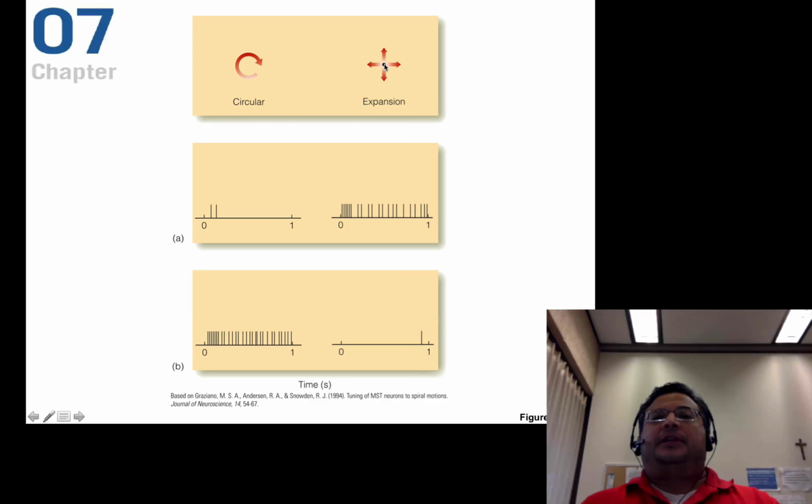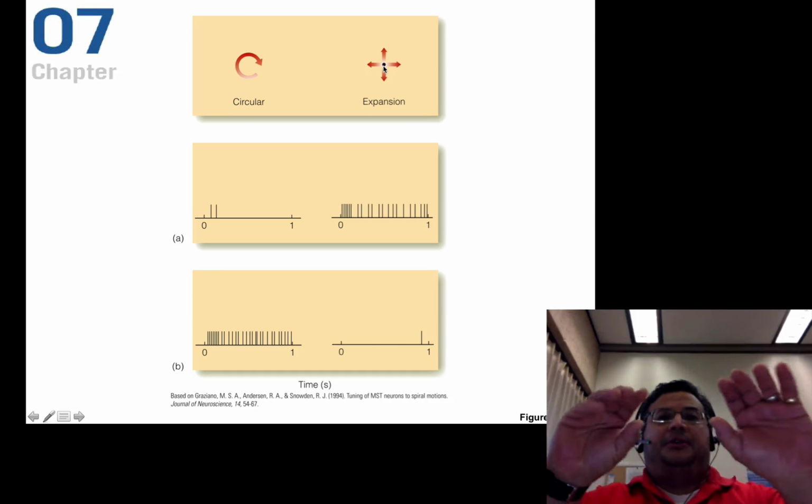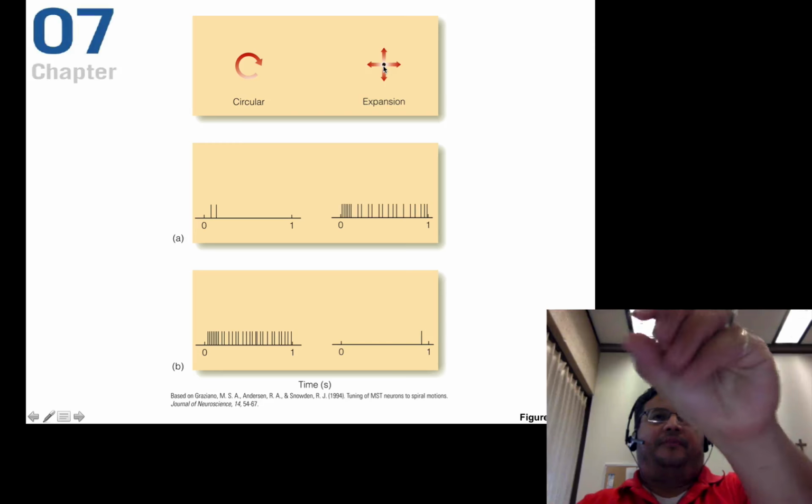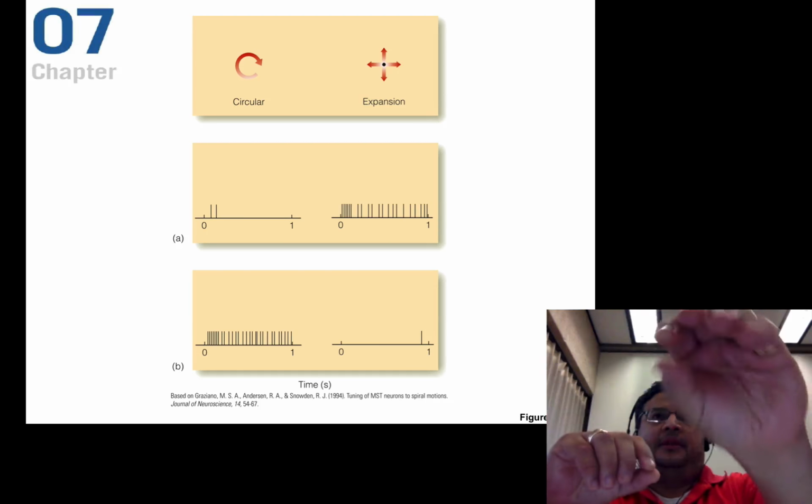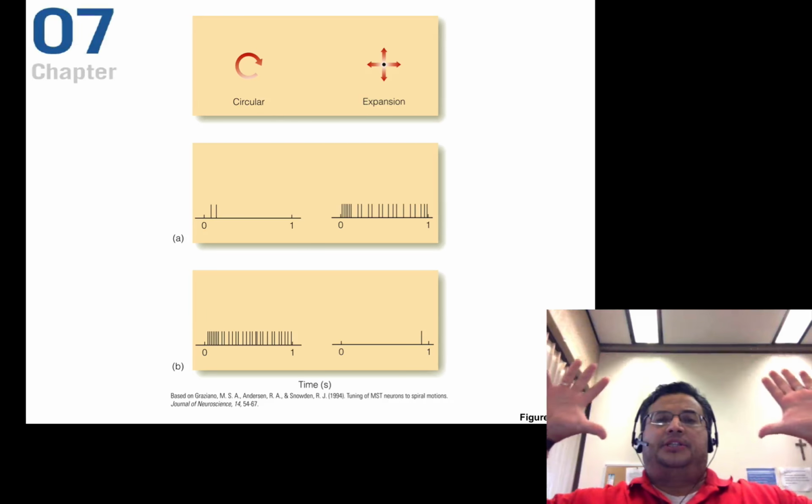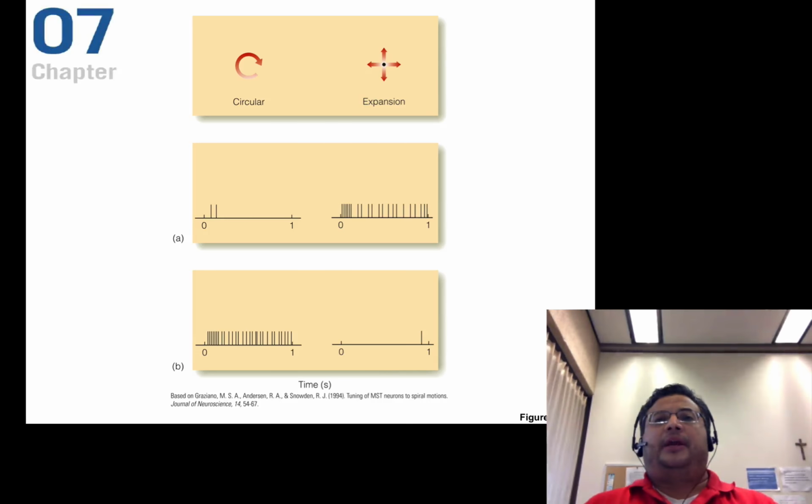Whenever the dots looked like they were doing an expansion, like coming from the distance and then exploding in your optic array as you walk by, this neuron would fire vigorously. Concurrently, they found another neuron that would only respond to a circular pattern but would not respond to the flow patterns of expansion.